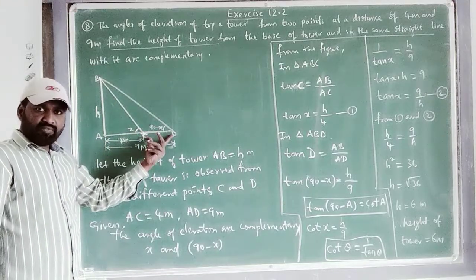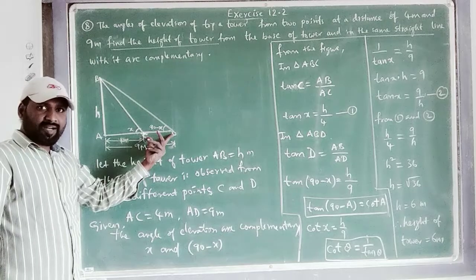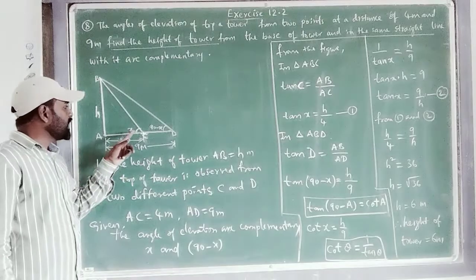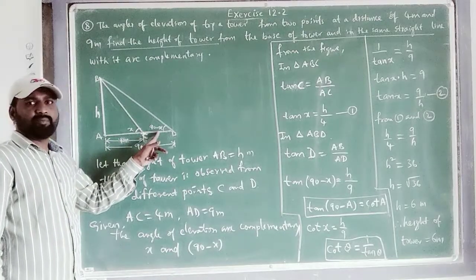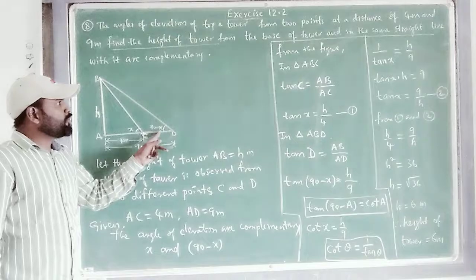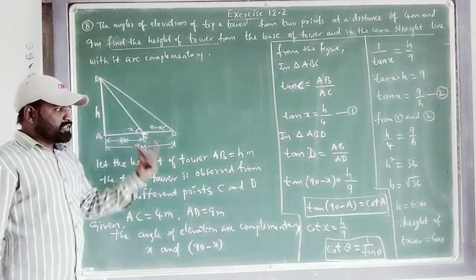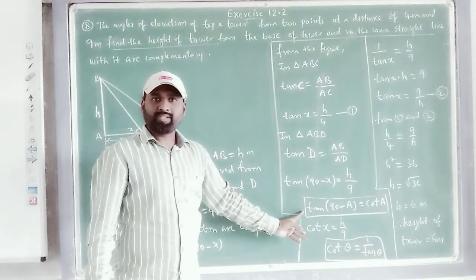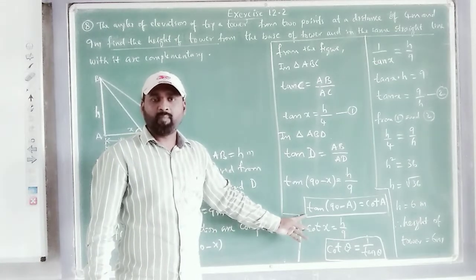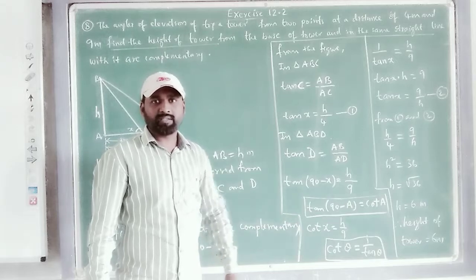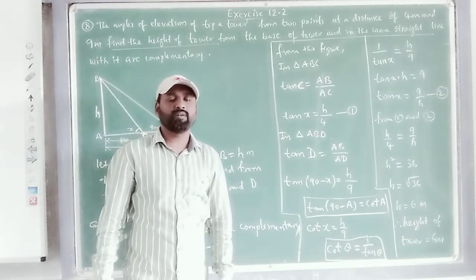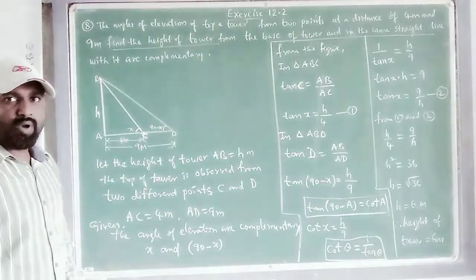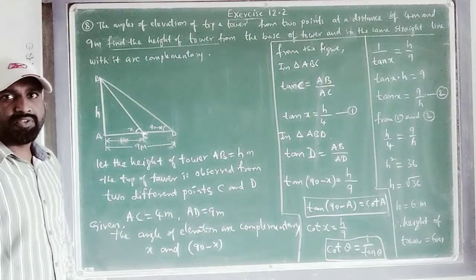From the 2 points, if you observe, the 2 points are on a straight line and the angles of elevation are complements to each other. That is why one angle is x, another angle is 90 minus x. Hope you all understood. Very simple, just remember this: the reciprocal of tan is cot, the reciprocal of cot is tan, and for complementary angles, tan 90 minus theta is equal to cot theta, cot 90 minus theta is equal to tan theta. If you remember those 2 points, you can easily solve this problem. Let us move on to the next question.